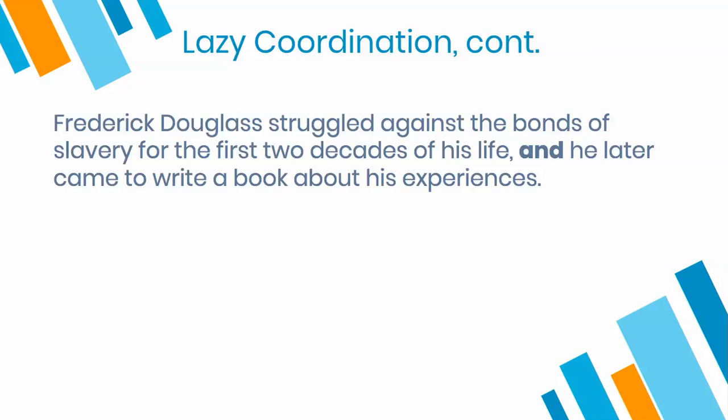Here's another example. Frederick Douglass struggled against the bonds of slavery for the first 2 decades of his life, and he later came to write a book about his experiences. Again, nothing sounds wrong with this. And in fact, when we come to look at the verbs, struggled, came, those really aren't that different. They're both action verbs in the active voice. So what's wrong with it? Well, if we really think about the ideas, it's not just an addition idea, which the and is suggesting. There's something more subtle going on here. Our job as a writer is to figure out what that is and to convey it clearly.